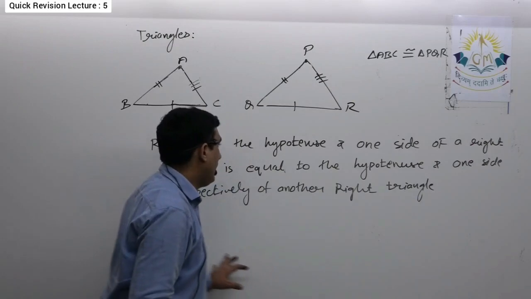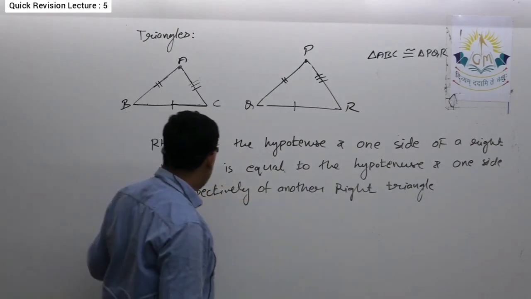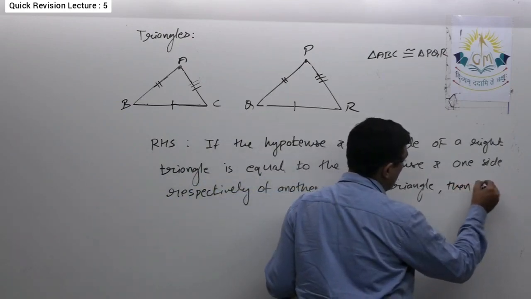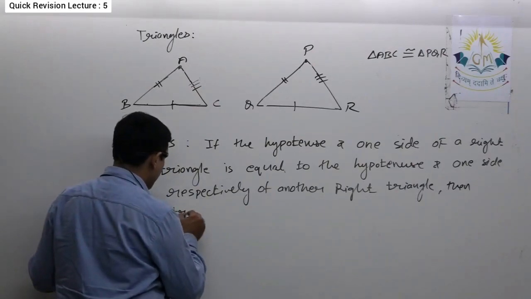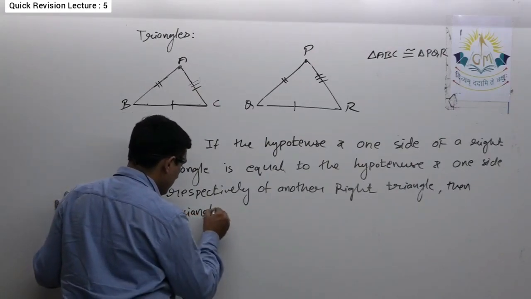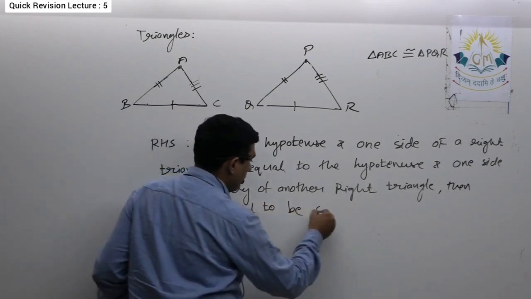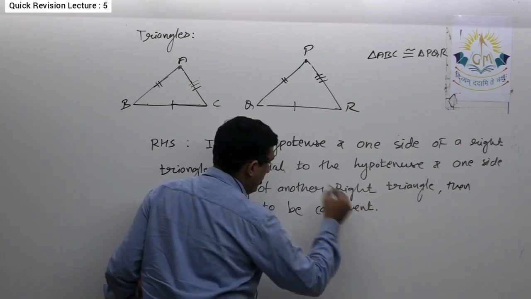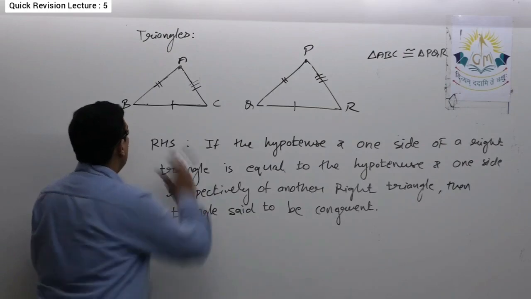Okay, if the hypotenuse and one side of a right triangle are equal to the hypotenuse and one side respectively of another right triangle, then the triangles are said to be congruent.